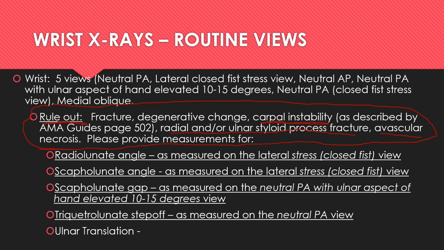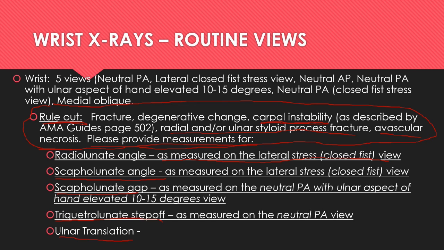Okay? And then we're going to ask the medical radiologist to also provide measurements for the radiolunate angle, and we give them instructions to measure that on the lateral stress closed fist view. We're going to ask for measurements of the scapholunate angle and the scapholunate gap and the triquetrolunate step-off, and also to assess for ulnar translation on the neutral P to A or even the neutral A to P.